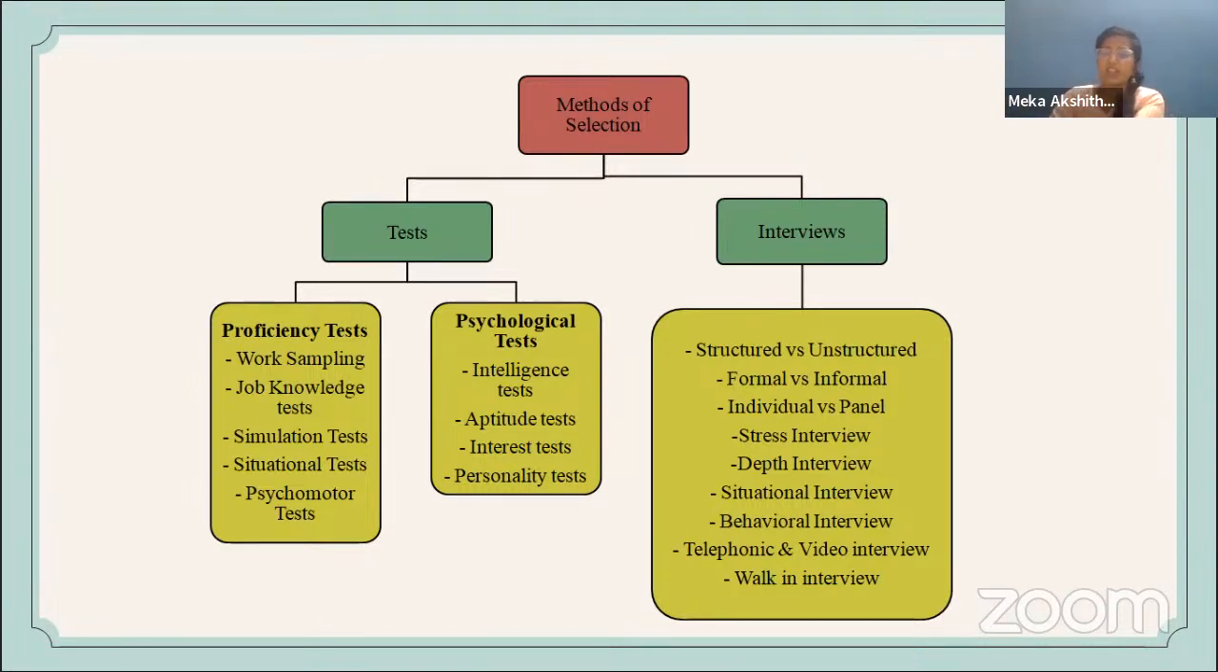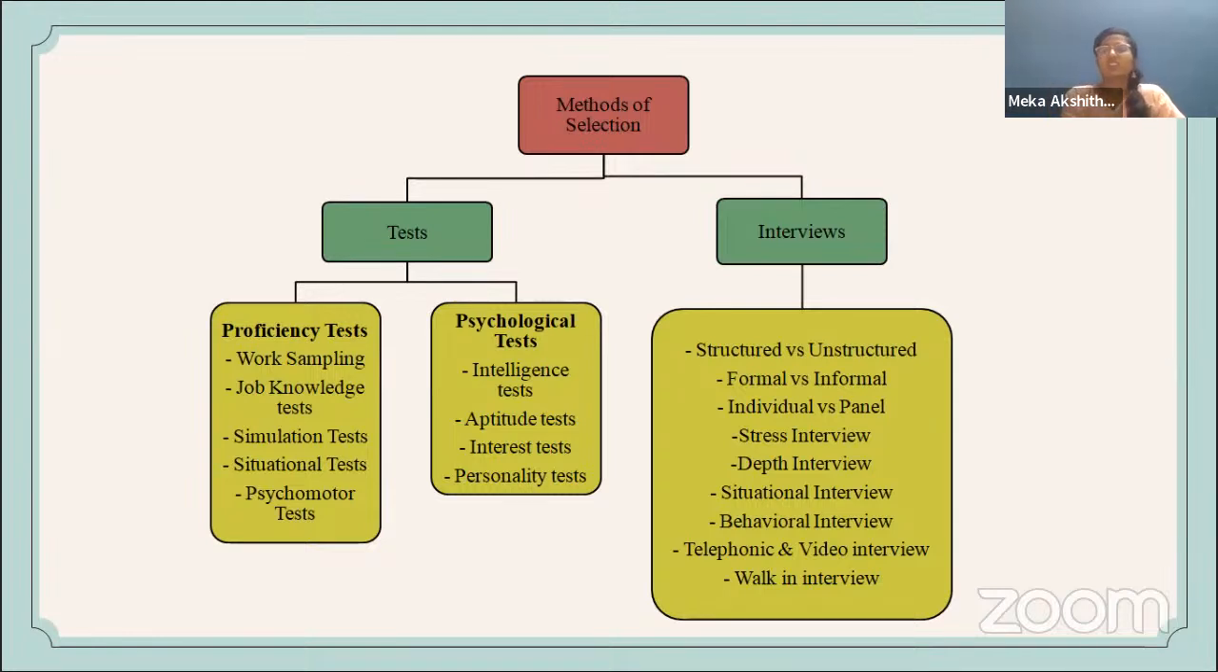The answers given by the candidate. In an unstructured interview, there is no particular structure. It is not time bound; no particular time frame is decided, and the questions have not been decided. The next question would be based on the answer of the candidate. Whatever the candidate answers, the interviewer decides the next question based on that answer. So the questions are spontaneous in nature.